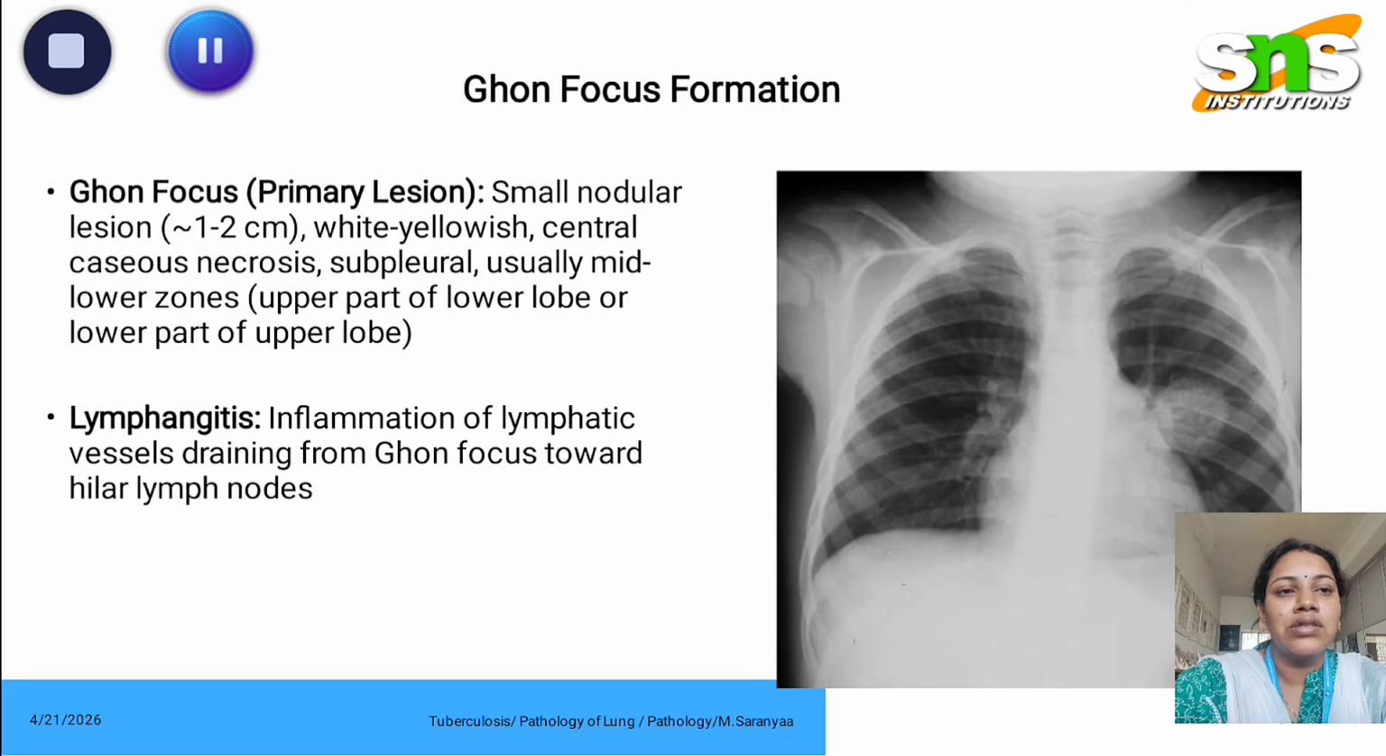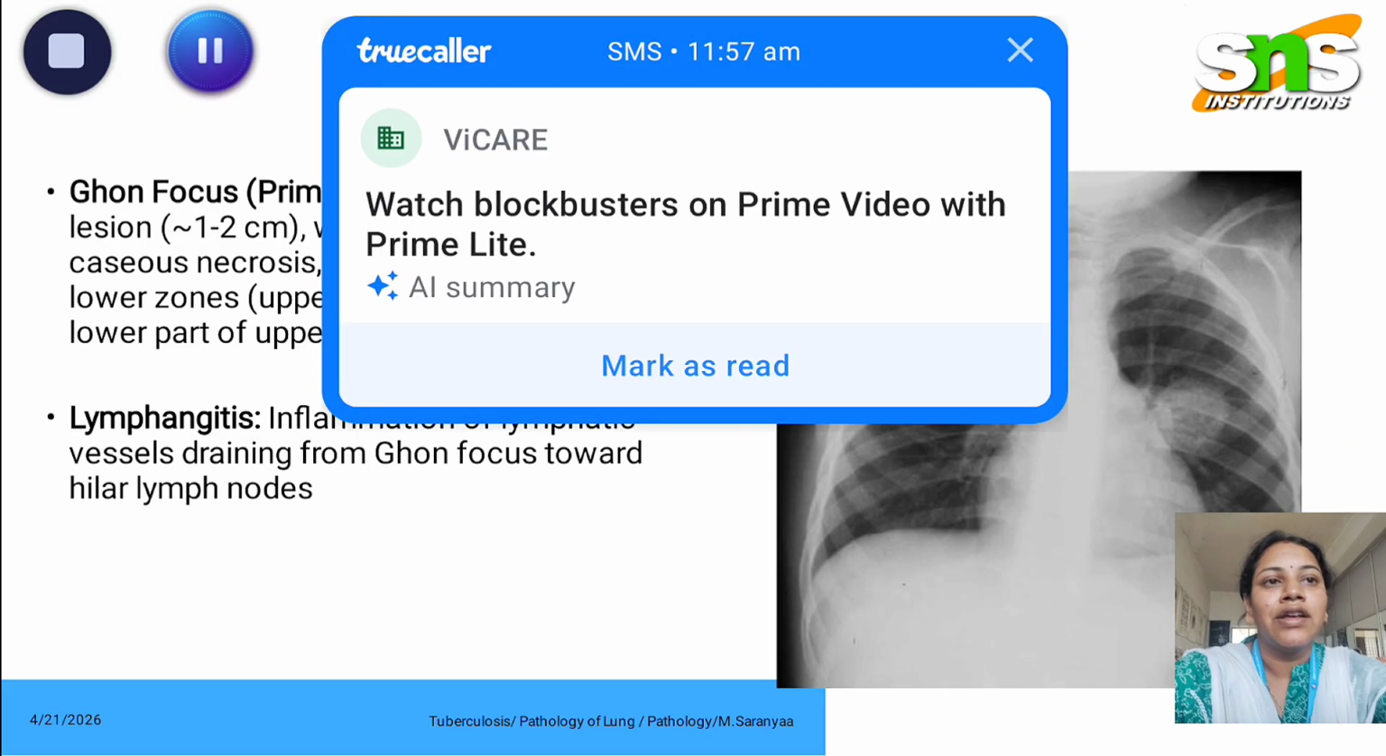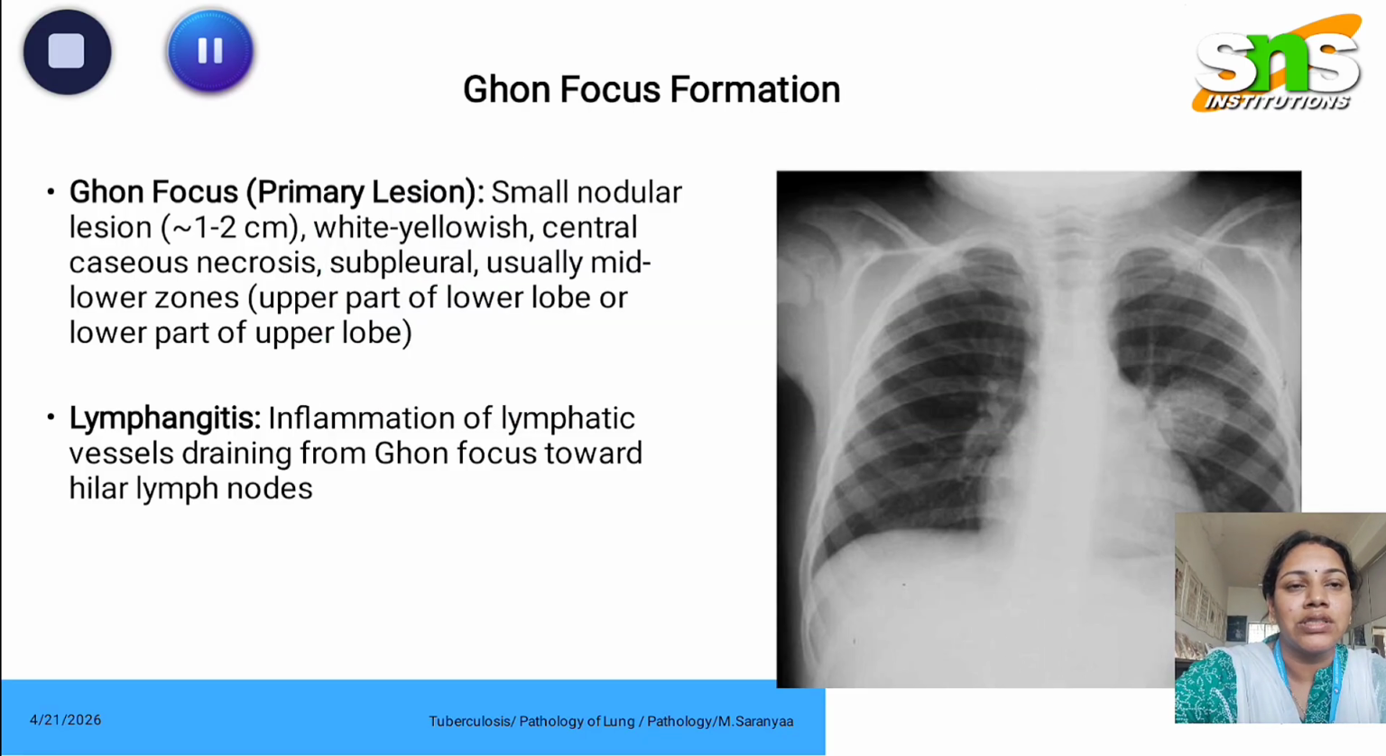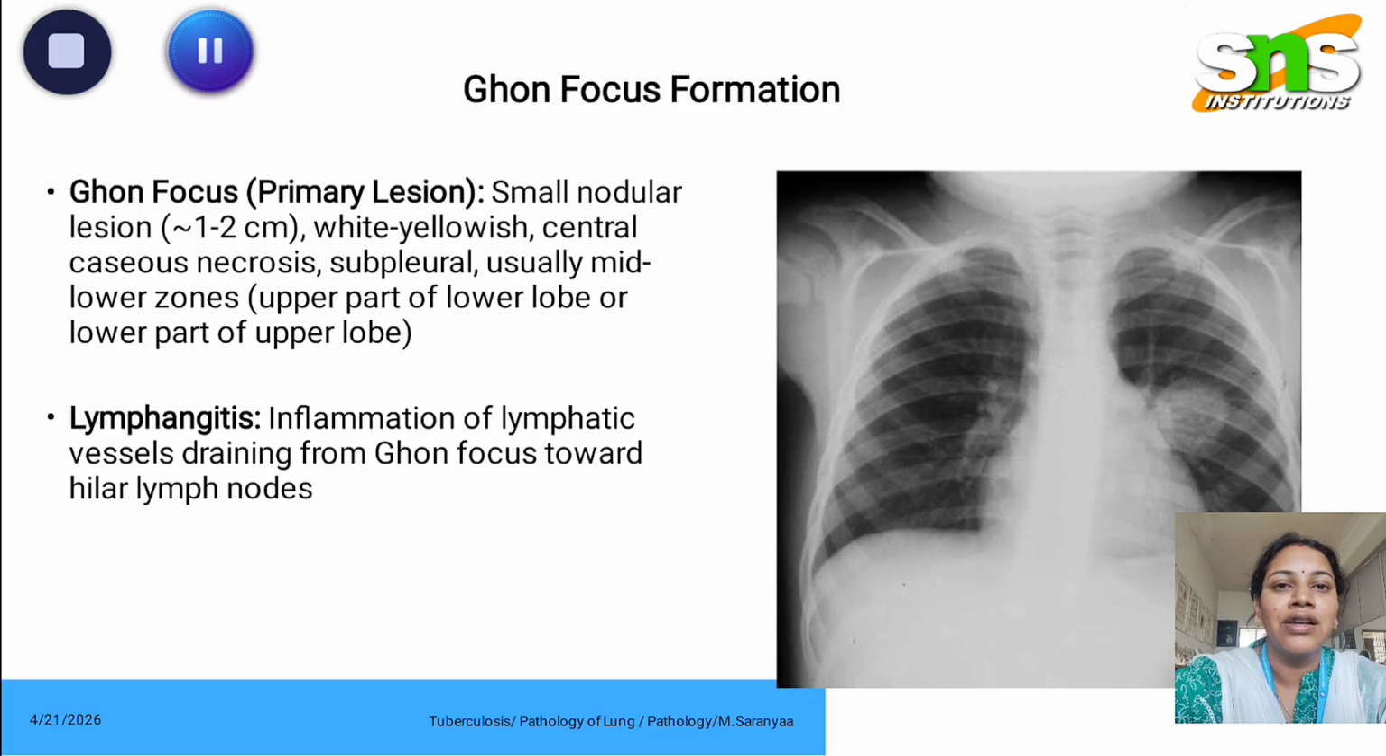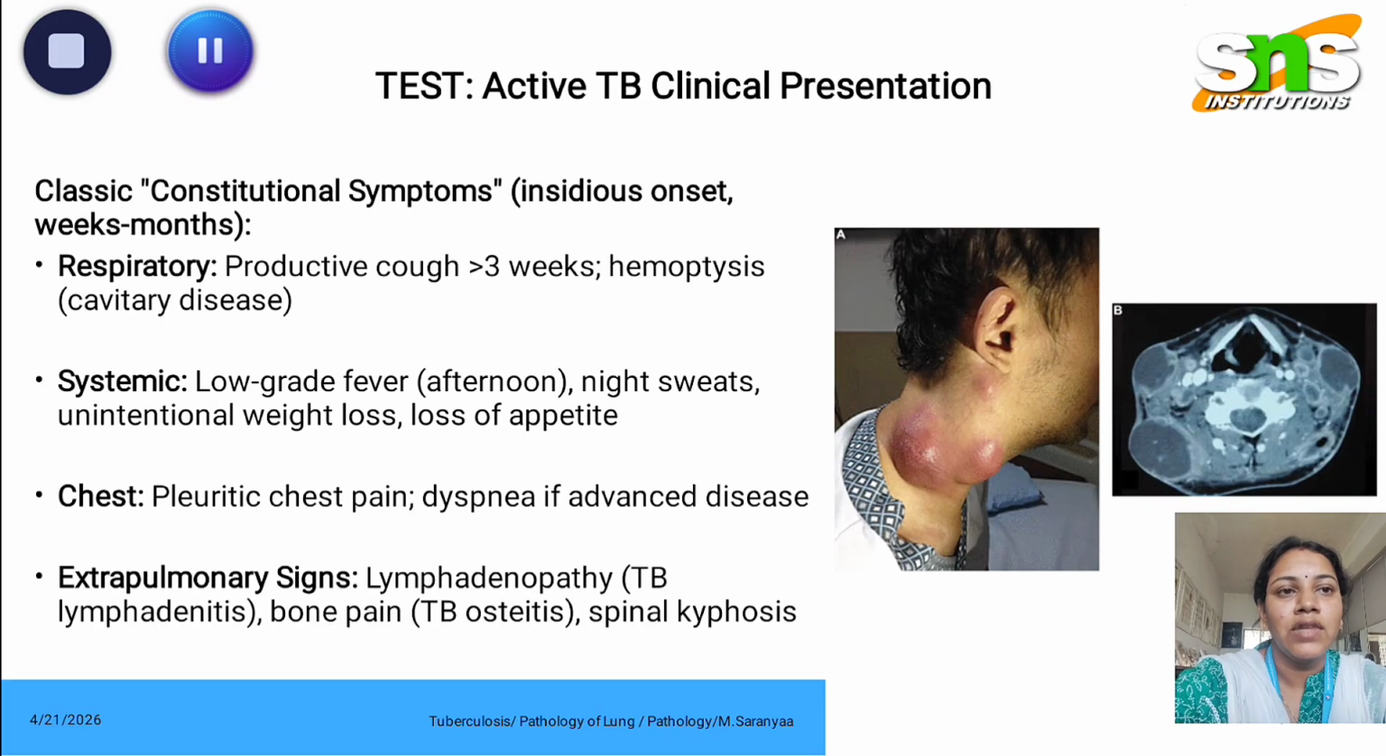When you see this image of the lungs, you can see a Ghon focus. Ghon focus formation is a major thing which can occur in the lungs. A Ghon focus is a small nodular lesion of 1 to 2 cm. You can see in this X-ray a white and yellowish central caseous necrosis. This is because of a granuloma formation in the lower lobes of the lungs. Inflammation of the lymphatic vessels and draining from the Ghon focus towards a hilar lymph node occurs.